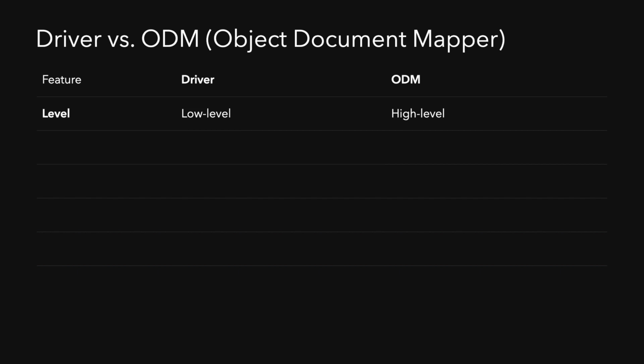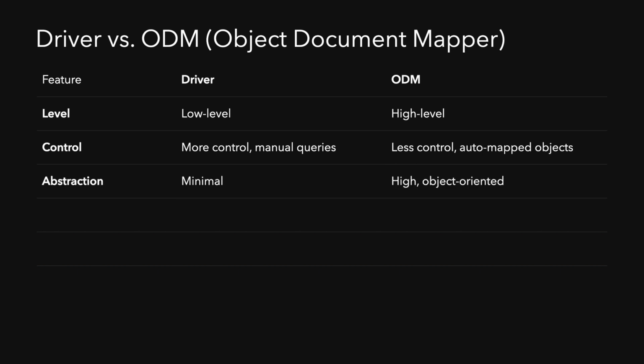First, the level. Of course, a driver is low level. ODM is high level. Control: you have more control with a driver, but of course you need to do a lot of manual queries. In ODM you have less control, and you have a lot of auto-mapped objects. Abstraction in a driver is minimal. In ODM it is high, with object-oriented stuff. Then in a driver you don't have a schema, or you need to do a lot of stuff manually. And in ODM you have a schema.